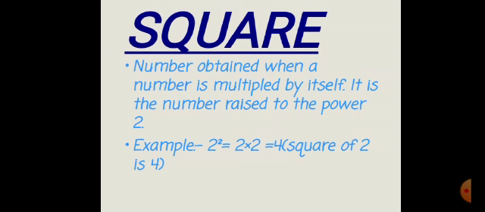Square: the number obtained when a number is multiplied by itself. It is the number raised to the power 2. For example, 2 square is equal to 2 multiplied by 2, which is equal to 4. Square of 2 is 4. It means when I am multiplying any number by itself, the number obtained is called a square. Another example: when I multiply 4 by 4, it comes to 16. It means 16 is a perfect square number.